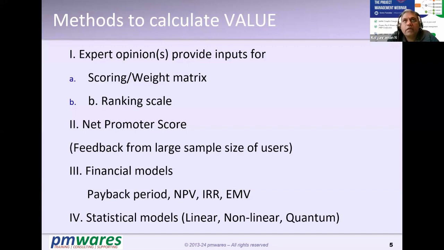The second example is about a ranking scale. Here you do the ranking of the features of the project or the product features which you want to develop. And then you say, what is most important, what is most valuable, what is the MVP component here, which you want to do. In Agile, typically, what do we figure out?